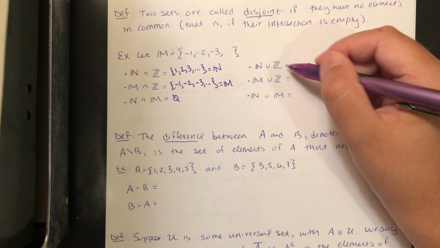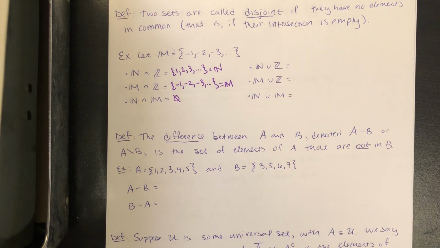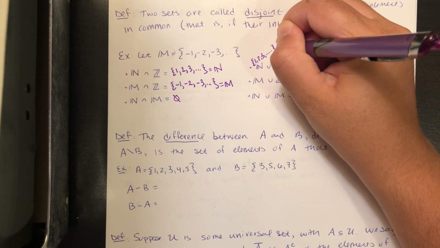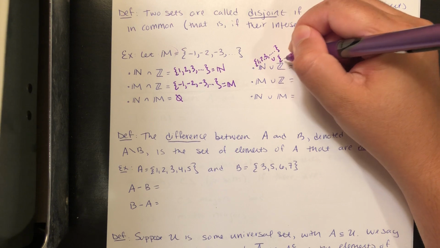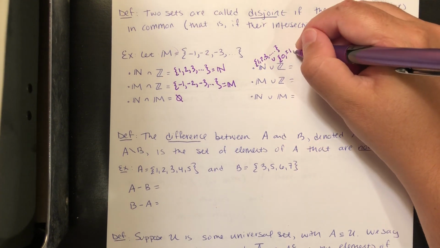All right, what about if we try to union these sets together? The natural numbers union with the integers, right? We're squishing everything together into one big set. So we'll get all those positive integers from N, and we're unioning that with Z, which is positive numbers, negative numbers, positive integers, negative integers, and 0.